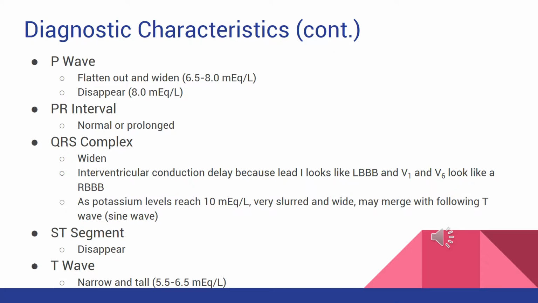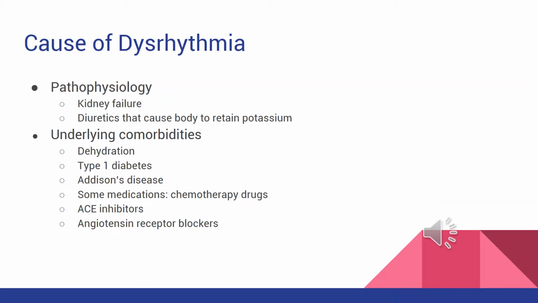per liter. Some causes of hyperkalemia are the pathophysiology, such as kidney failure, and diuretics that cause the body to retain potassium. Also, there are underlying comorbidities with hyperkalemia and dehydration, type 1 diabetes, Addison's disease, and some medications such as chemotherapy drugs and ACE inhibitors, which are angiotensin-converting enzyme inhibitors, as well as angiotensin receptor blockers.